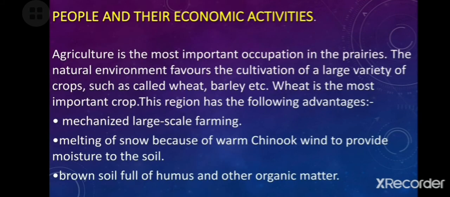People and their economic activities. Agriculture is the most important occupation in the prairies. The natural environment favors the cultivation of a large variety of crops such as wheat, barley, etc. Wheat is the most important crop. This region has the following advantages: mechanized large-scale farming, melting of snow because of the warm Chinook wind to provide moisture to the soil, and brown soil full of humus and other organic matter.